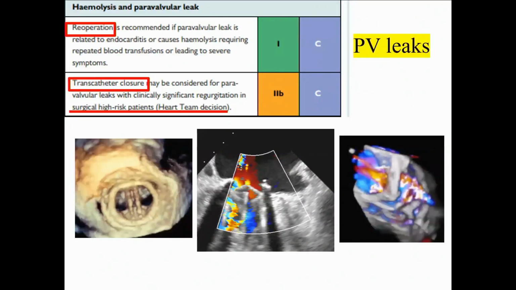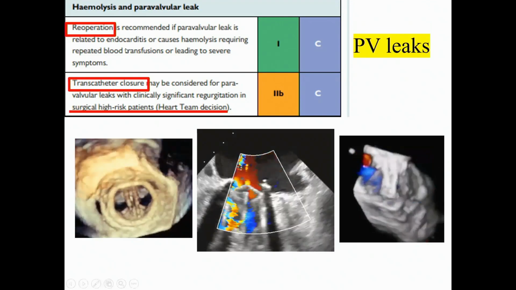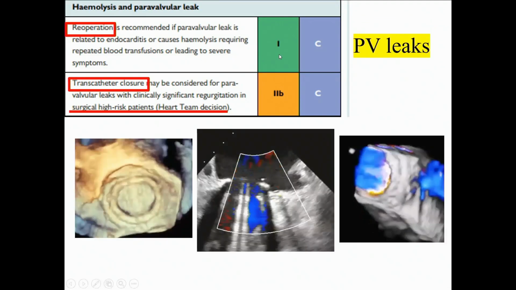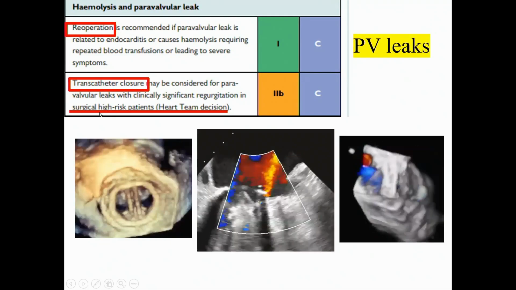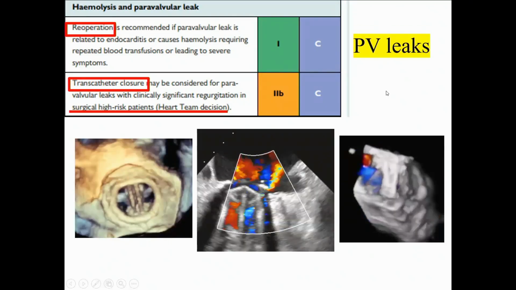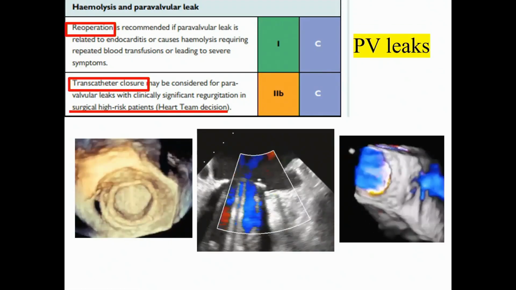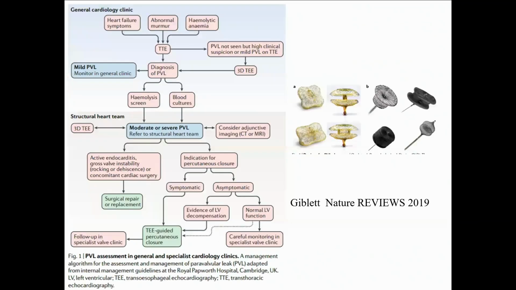Finally, a few words concerning the PV leaks. We know that reoperation is generally the recommendation class 1, while transcatheter closure is considered in surgical high-risk patients, or depending also on the site and size of the paravalvular leaks, as in these cases.